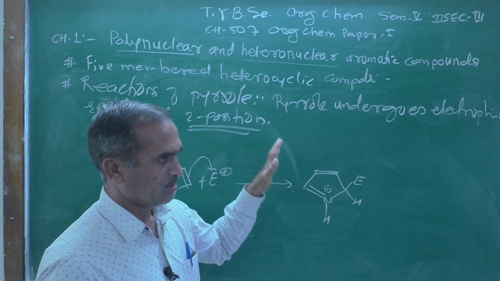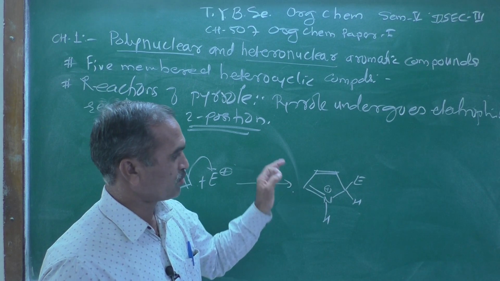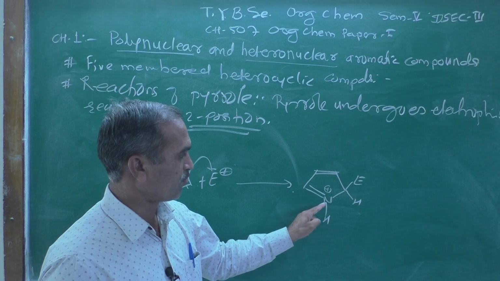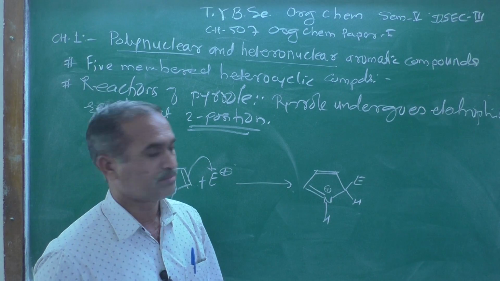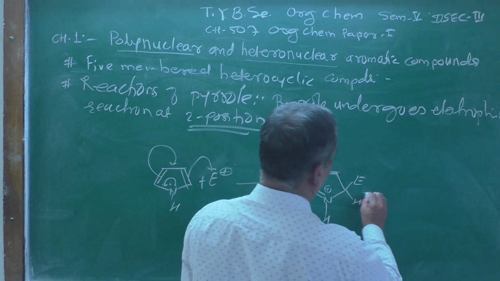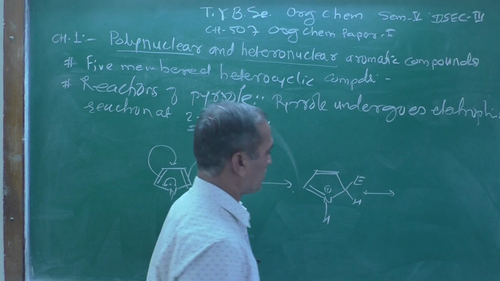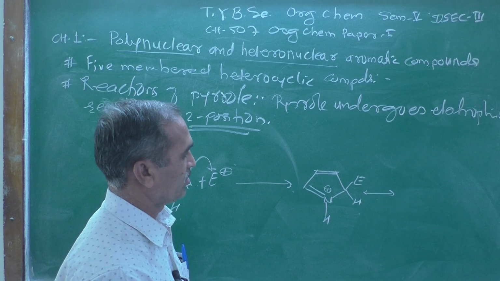The reason behind it: this nitrogen atom exceeds the bond count. Normally nitrogen shows 3 bonds. Here there are 4 bonds, 1, 2, 3, 4, and therefore positive charge is present on it. Now we can show the resonating structure over here.